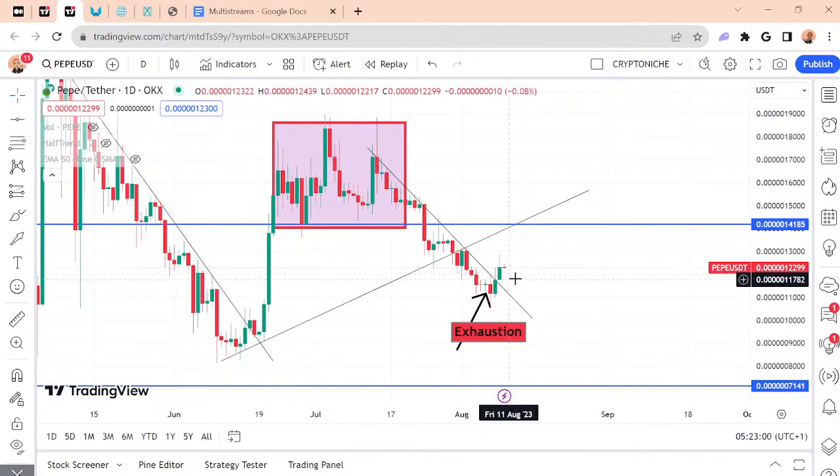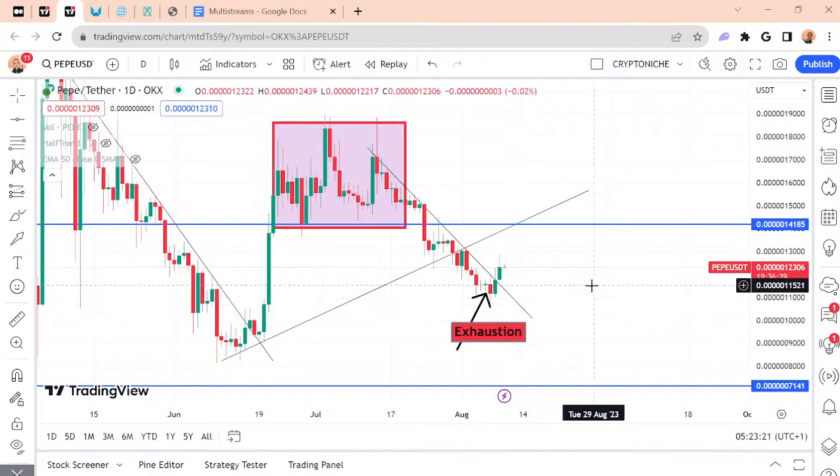This could be a nice opportunity to open a long position here. Then if you open a long position here, you have your stop loss here. Then it's going to give you probably a 1:1 risk to reward ratio. That's not too cool for many traders, but here it is. If you have 1:1, what you're going to do now is this.